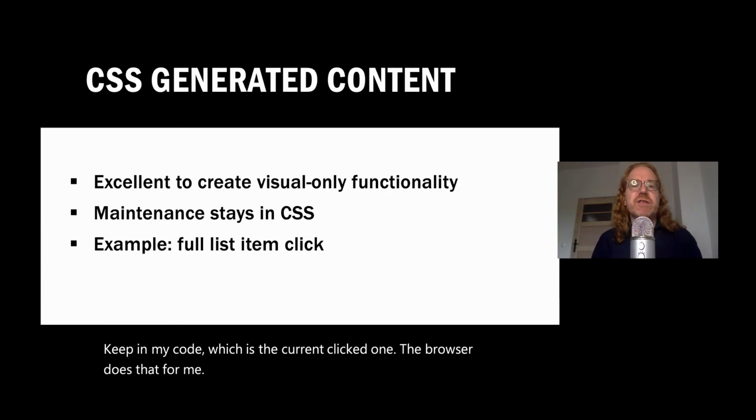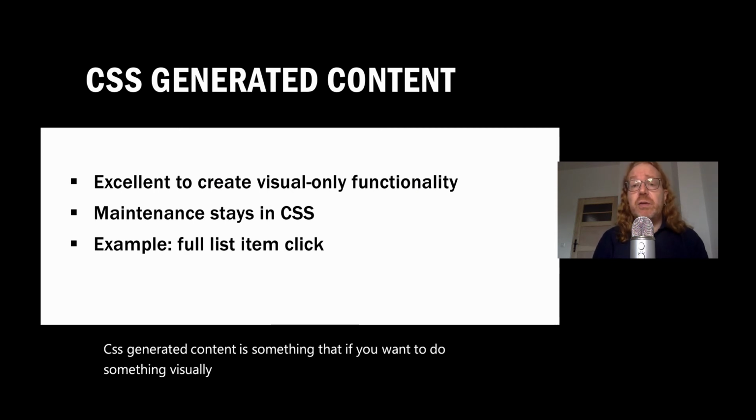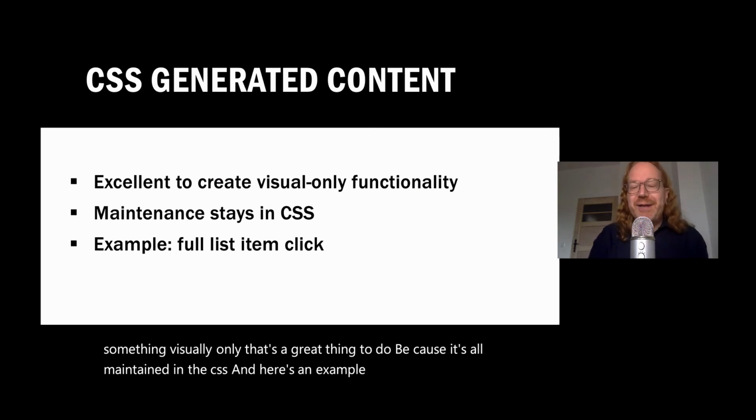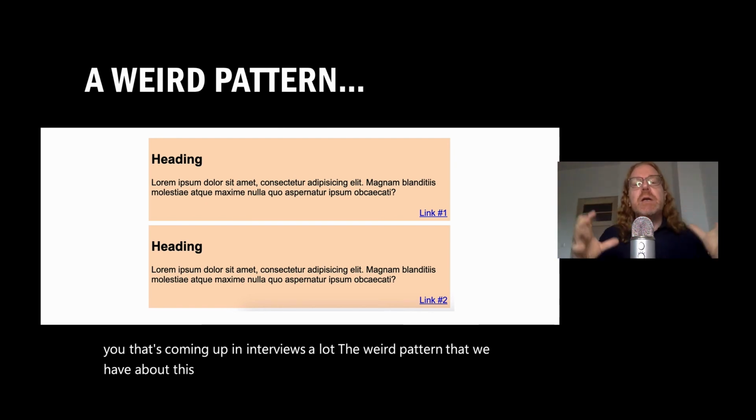CSS generated content is something that, if you want to do something visually only, that's a great thing to do because it's all maintained in the CSS. And here's an example that I want to show you that's coming up in interviews a lot. The weird pattern that we have about this whole list item click.